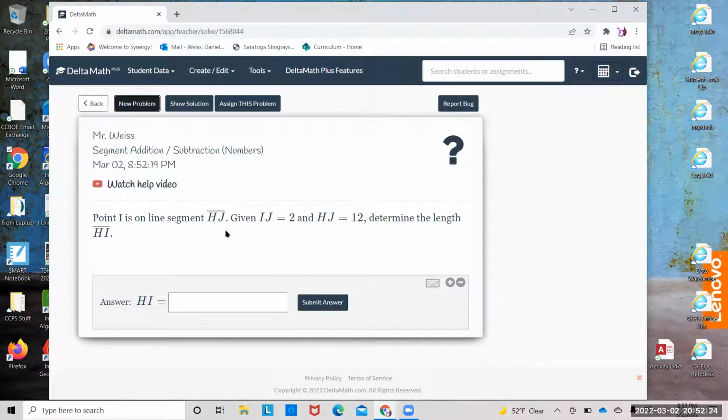Point I is on HJ. So you have HIJ. If IJ is 2, that's part way. And then HJ is the whole thing, 12. You had to do 12 minus 2 to get 10 for HI.